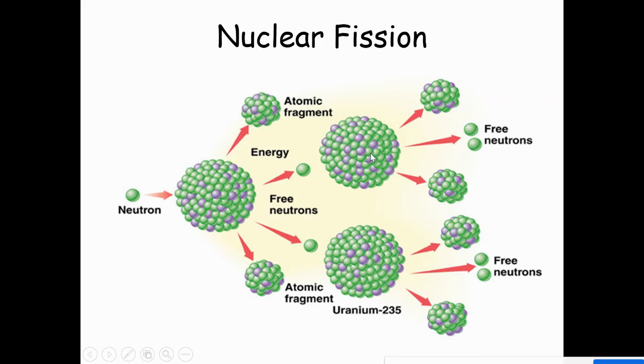They're going to hit another uranium. And then that uranium is going to split apart, again releasing more neutrons. Same thing's happening down here. I have this neutron. It hit this uranium and then split into two atoms. And then you have free neutrons there. And then this process just continues and continues.